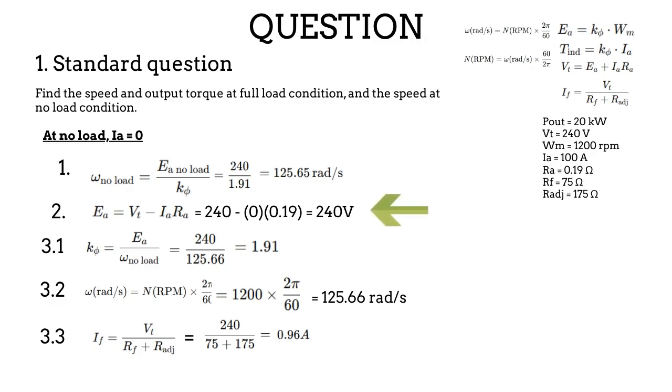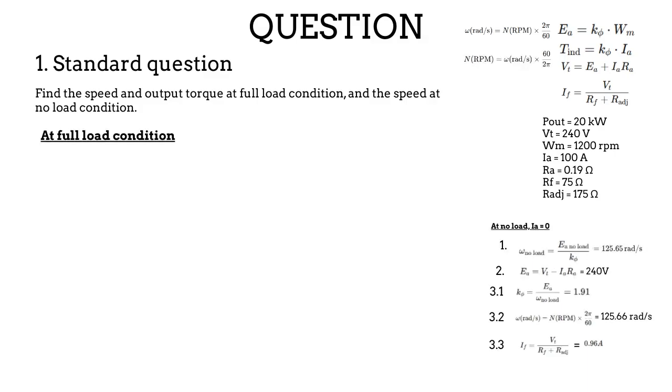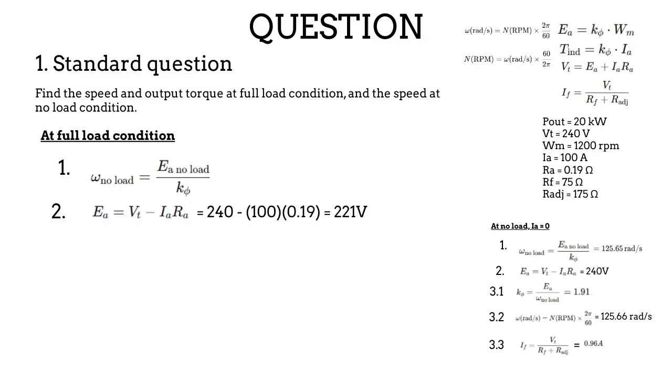To find EA, we use the given equation. To find K flux, we first need IF, which allows us to find EA from the graph. Once EA is obtained, we use it to calculate K flux. To find the full load speed, we still use the same equation. Since the question states that there is compensating winding, this means there is no armature reaction. Therefore, the K flux remains the same as in the no load condition. To find EA at full load, IA has a value, so it will not be the same as the no load condition.